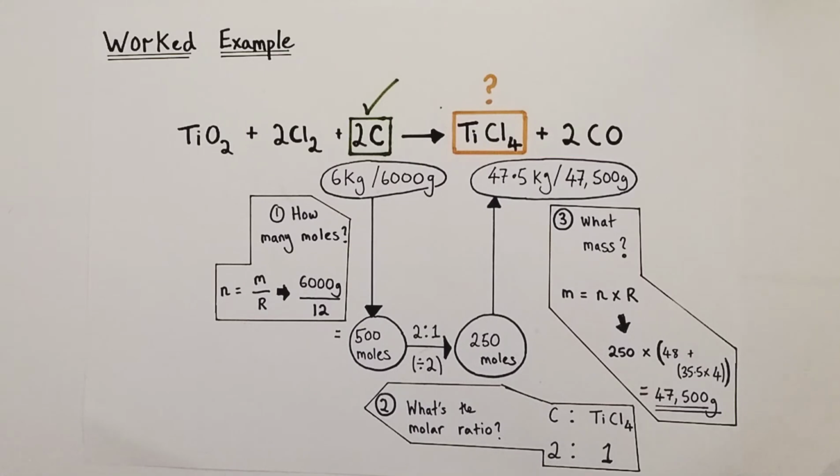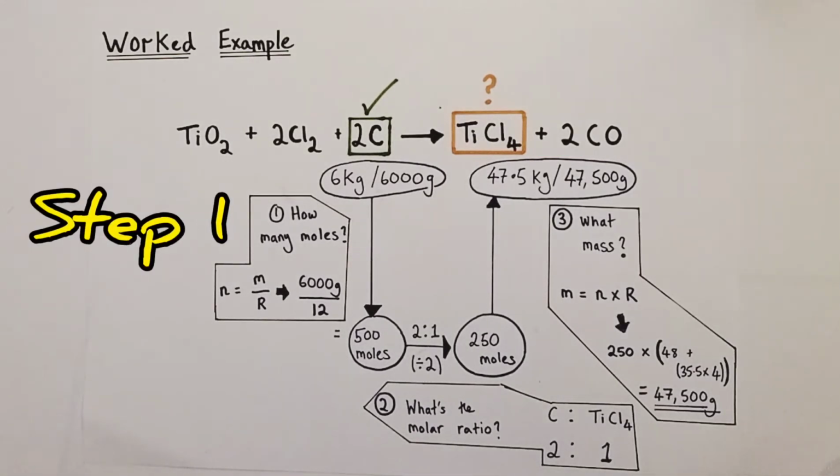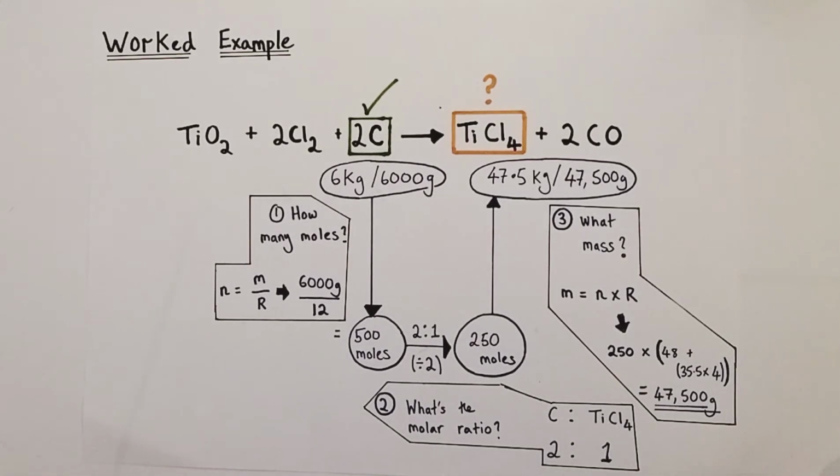And our objective is to get from the ticked substance mass to the unknown substance mass through this 1, 2, 3 step method. Step 1 is to find out how many moles of carbon we have if we have 6,000 grams of carbon present. Moles is calculated by taking the mass in grams and dividing it by the relative mass of the substance involved. So we have 6,000 grams of carbon, and the relative mass of carbon from the periodic table is 12. So 6,000 divided by 12 gives us 500 moles of carbon present.